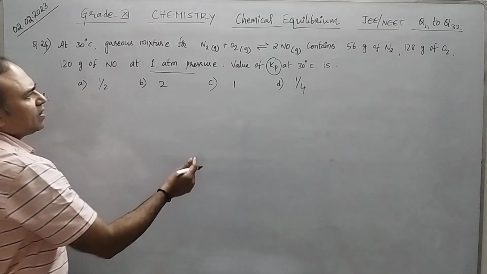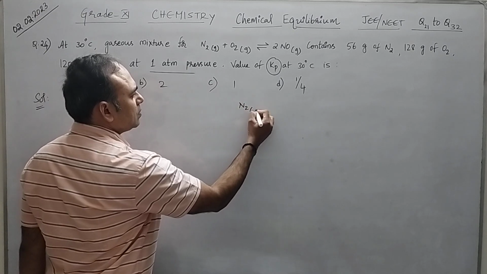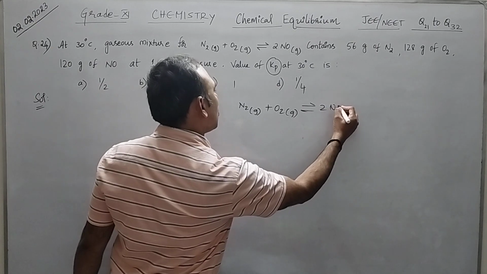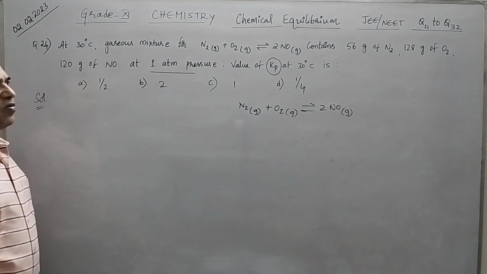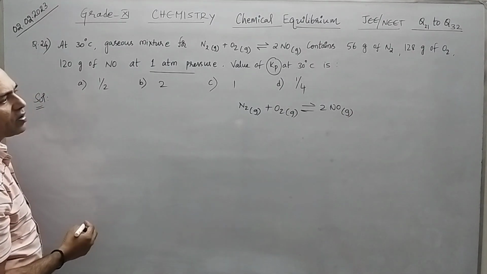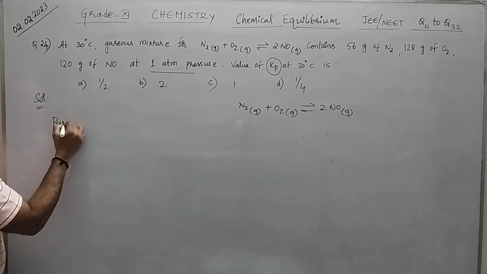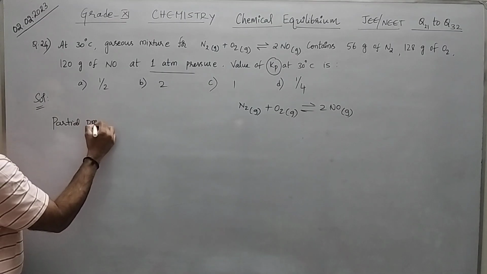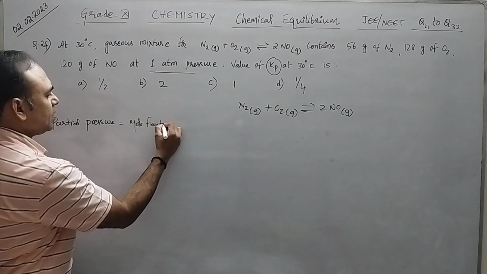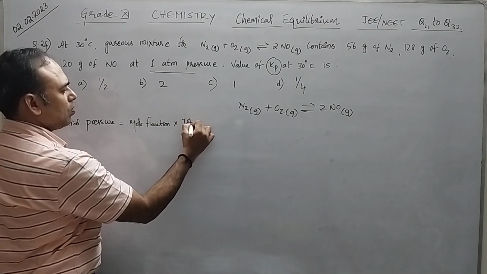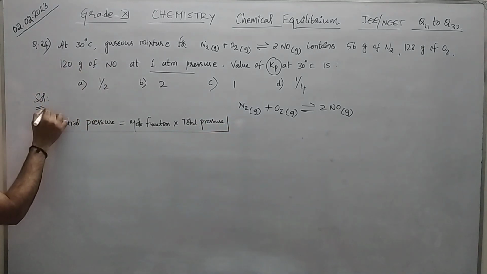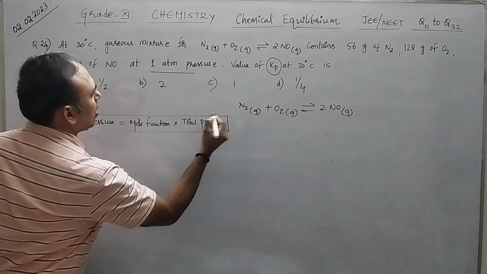Now first let us write the equation. N2 gas plus O2 gas gives 2NO gas. Before you start, we need to find out Kp. Therefore, partial pressure we need to calculate. What is the formula to calculate partial pressure? Partial pressure is equal to mole fraction into total pressure. First and foremost, we should know the method to calculate partial pressure.